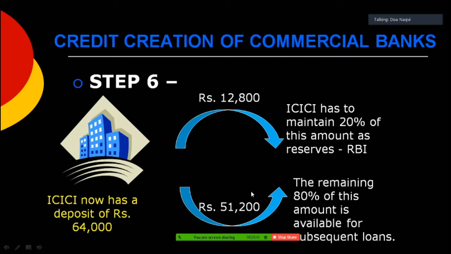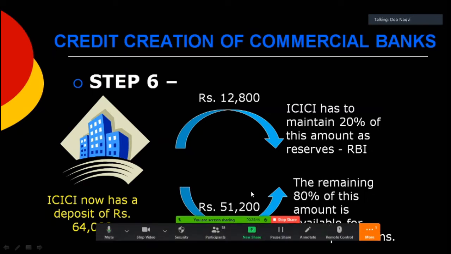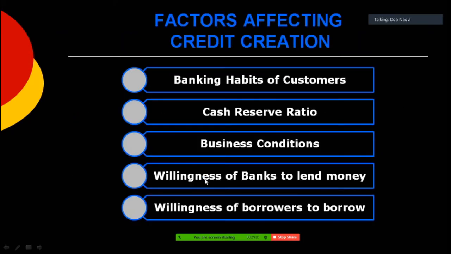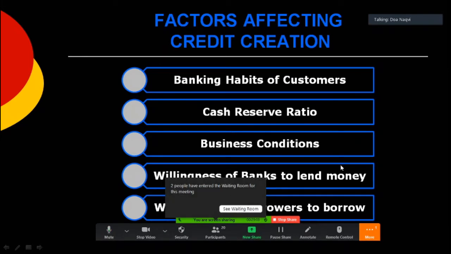So immediately the amount of credit that will be created will also decrease, because now the banks don't have so much money that they can provide a loan to anyone. Major portion of it is being deposited to the RBI. So the credit creation facility of the commercial banks depends largely on the banking habits of the customers and the CRR that keeps on changing by the central bank over a period of time.